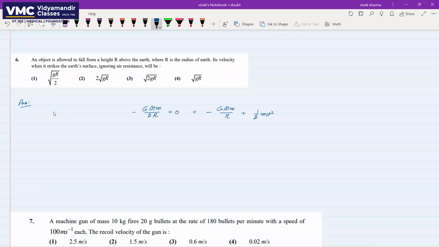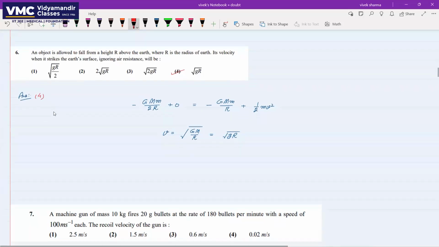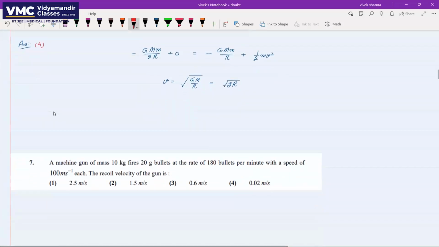So from here we can calculate velocity v, and it will come out to be square root of g capital M upon r. And in terms of small g, I can write it as small g square root of small g. So option 4 will be correct. So question number 6, option 4 is correct.